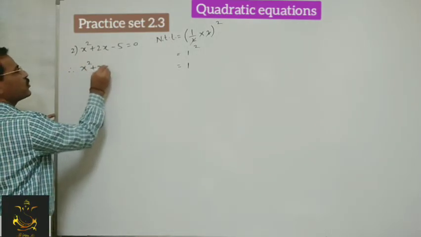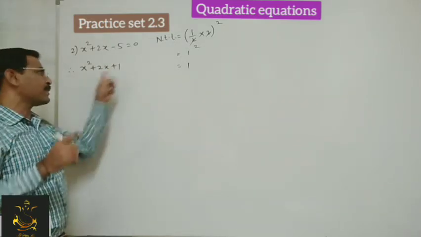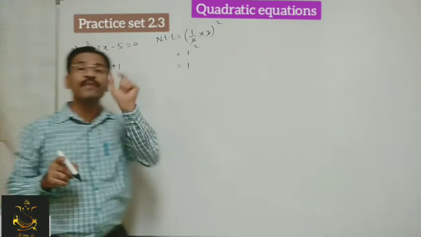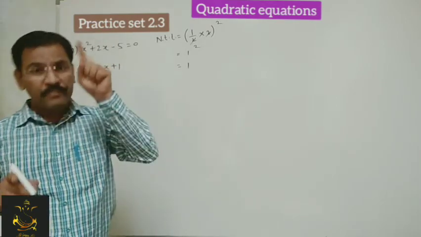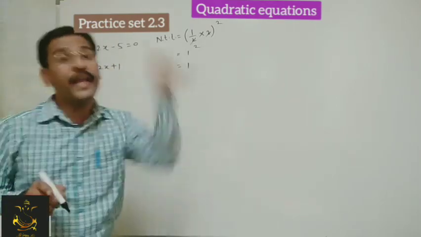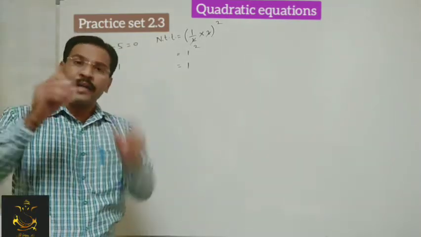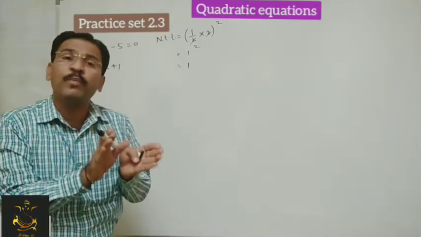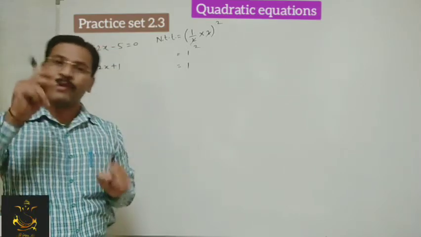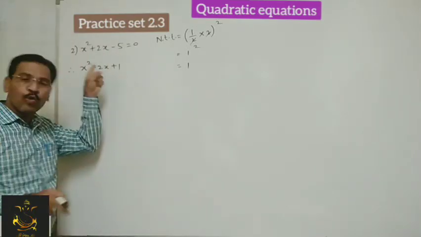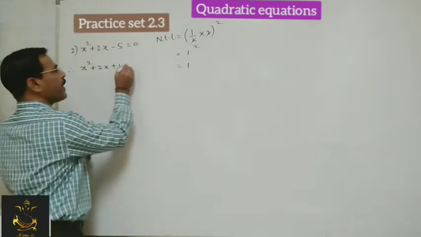x square plus 2x plus 1. Every time plus 1. Okay, why? Because in the formulas of a square plus 2ab plus b square and a square minus 2ab plus b square, the third term is only plus. And here, if we want to find the perfect square, that third term is always plus. So because of that reason, I will add only the first. Okay, and here minus 1.